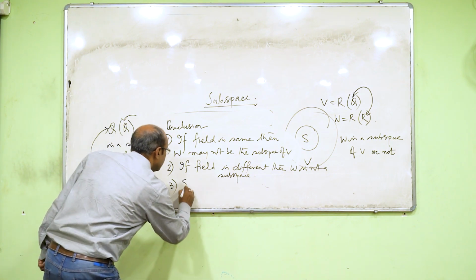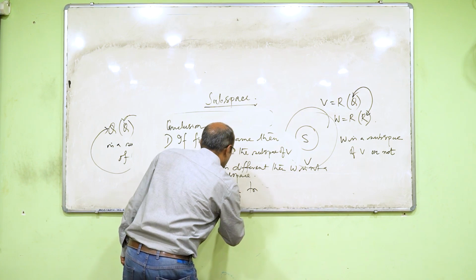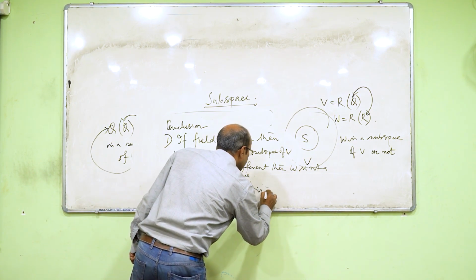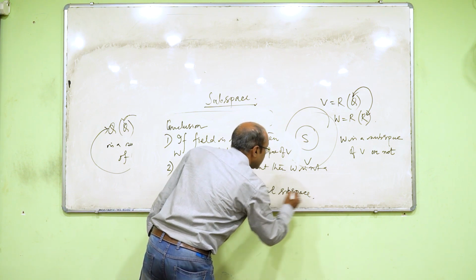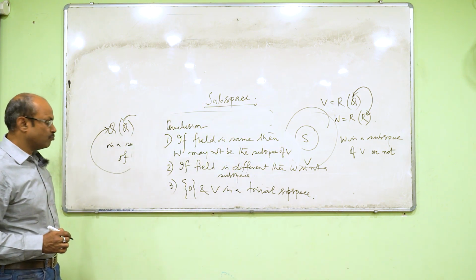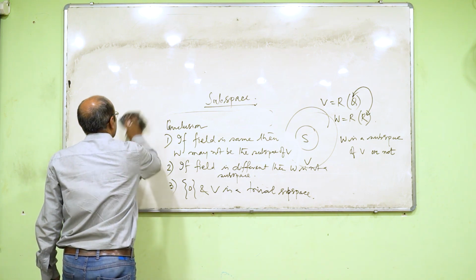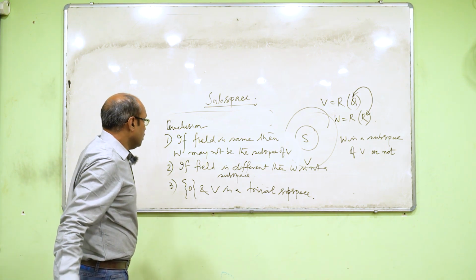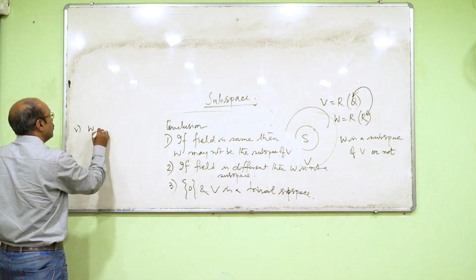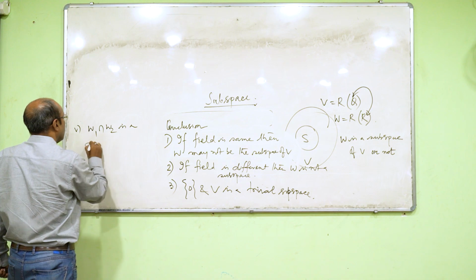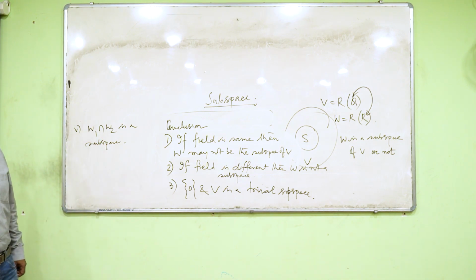Number three, {0} and V is a trivial subspace. Number 4, W1 intersection W2 is a subspace.